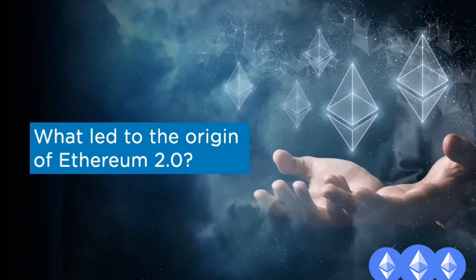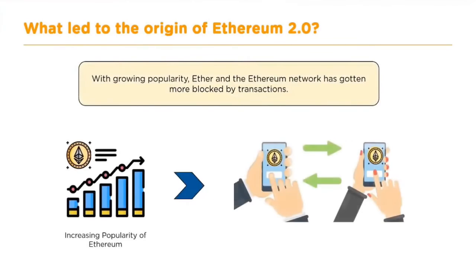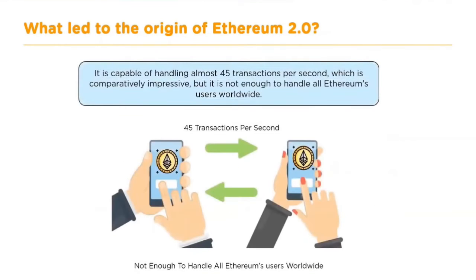Then, what led to the origin of Ethereum 2.0? With growing popularity, Ether and the Ethereum network has gotten more blocked by transactions. Currently, it is capable of handling 15 to 45 transactions per second, which is comparatively impressive, but it is not enough to handle all of Ethereum's users worldwide. Also, the high demand is driving up transaction fees.